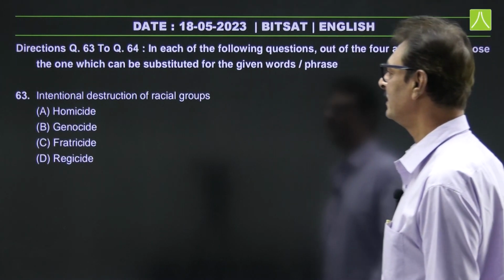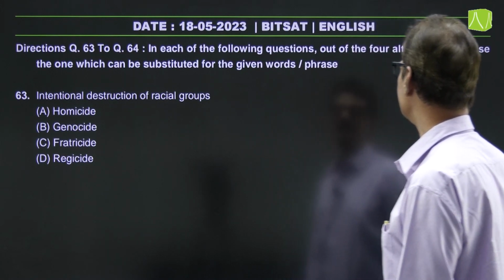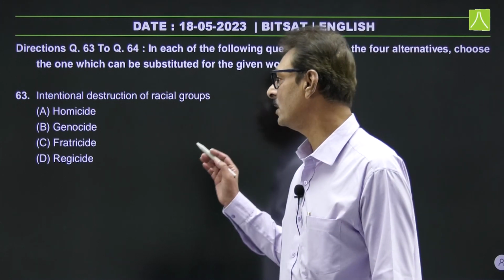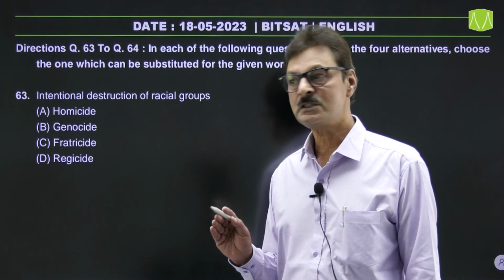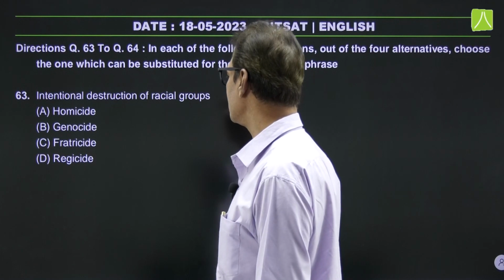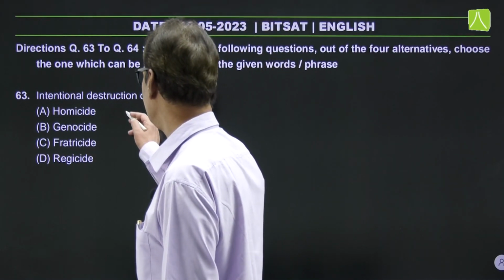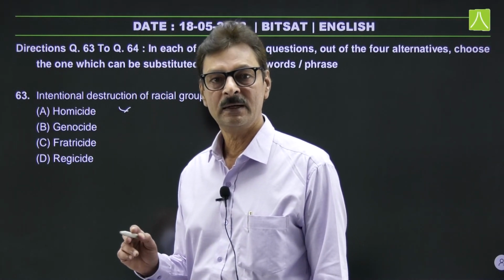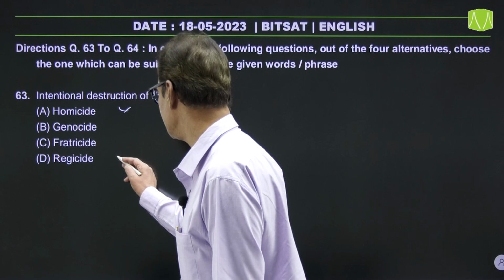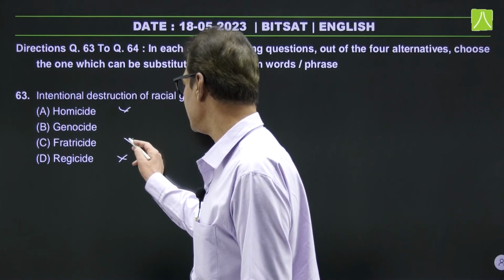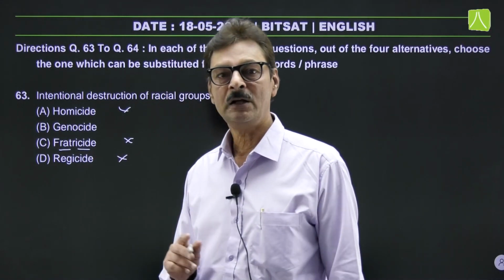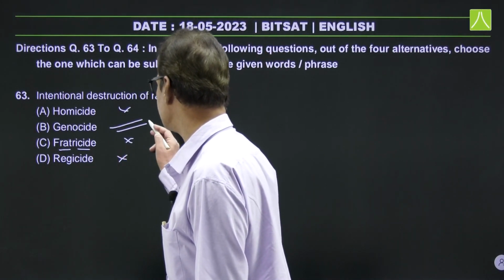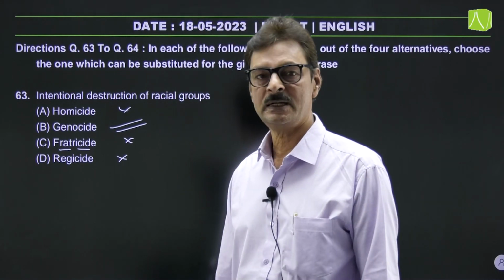The next question. In each of the following questions, out of the 4 alternatives, choose the one which can be substituted for the given word or phrase. One word substitute: intentional destruction of racial groups. Is it homicide? No. Is it regicide? What is regicide? The killing of a king. So, this is also the incorrect option. What is fratricide? Fratricide is the killing of one's brother, and the correct option is the intentional destruction of a racial group, which is genocide.